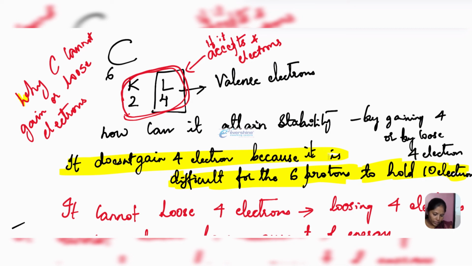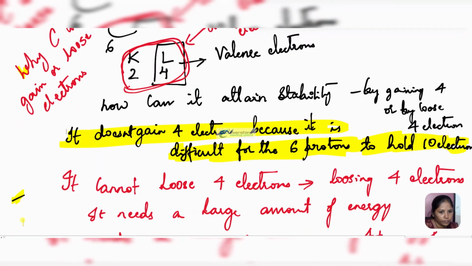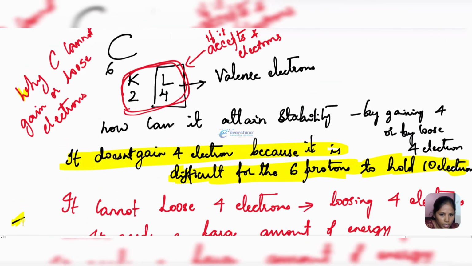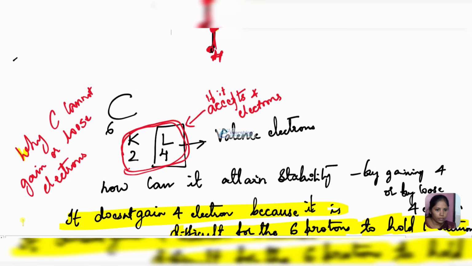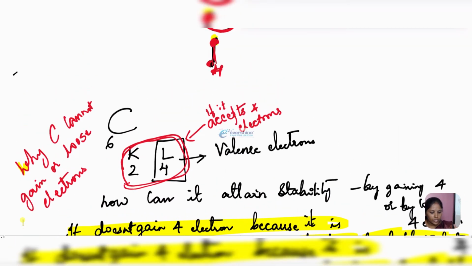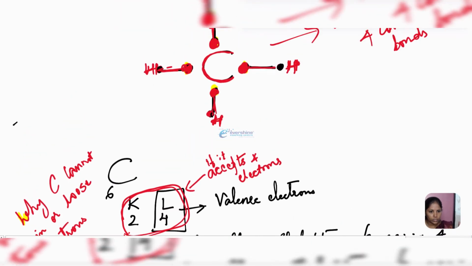And then why can it not lose 4 electrons? For losing 4 electrons, more energy is required. So that is why carbon cannot lose 4 electrons. Carbon needs a large amount of energy to lose electrons. That is why it will not lose electrons.